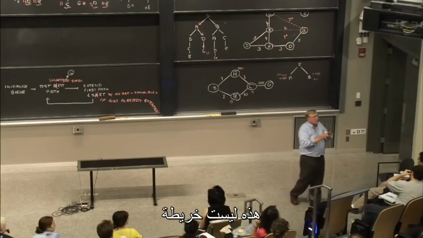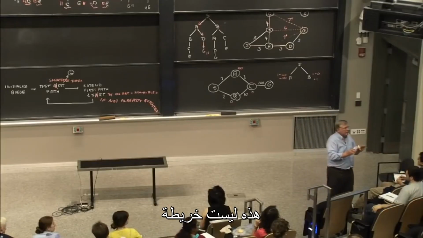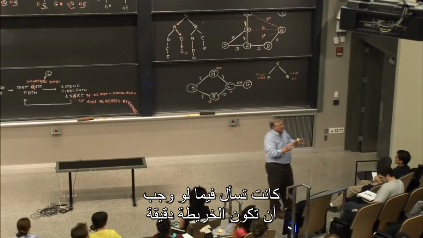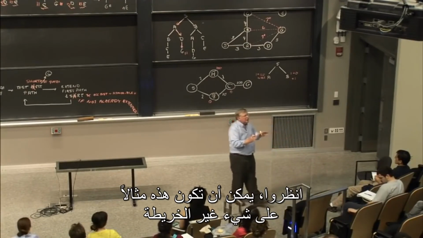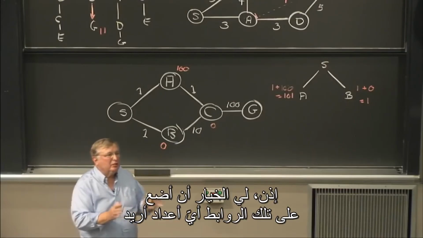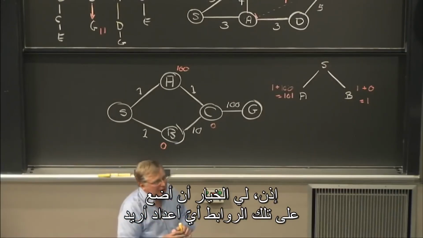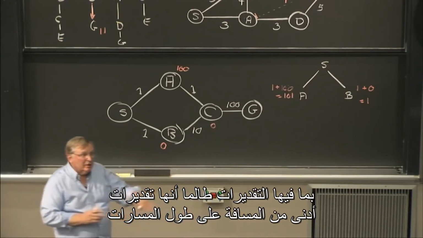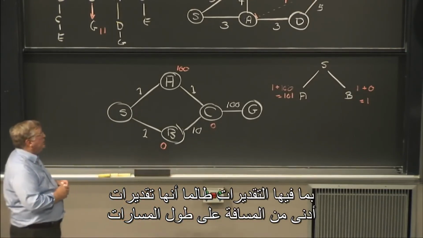See, this is not a map. She was asking if the map has to be geometrically accurate. See, this could be a model of something that's not a map. And so I'm free to put any numbers on those links that I want, including the estimates, as long as they're underestimates of the distance along the links.